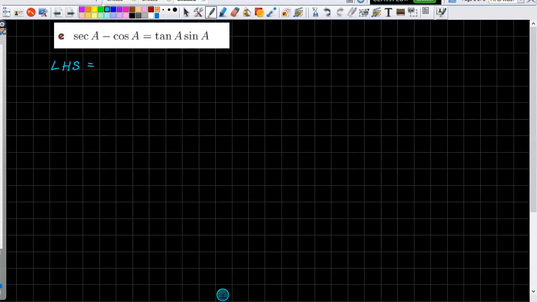But if you didn't know that sec is 1 over cos and you just keep staring at it, then it's not so easy. So write it down, 1 over cos minus cos, and that's basically what we just did before. I don't think we're even going to bother finishing that. Agreed?